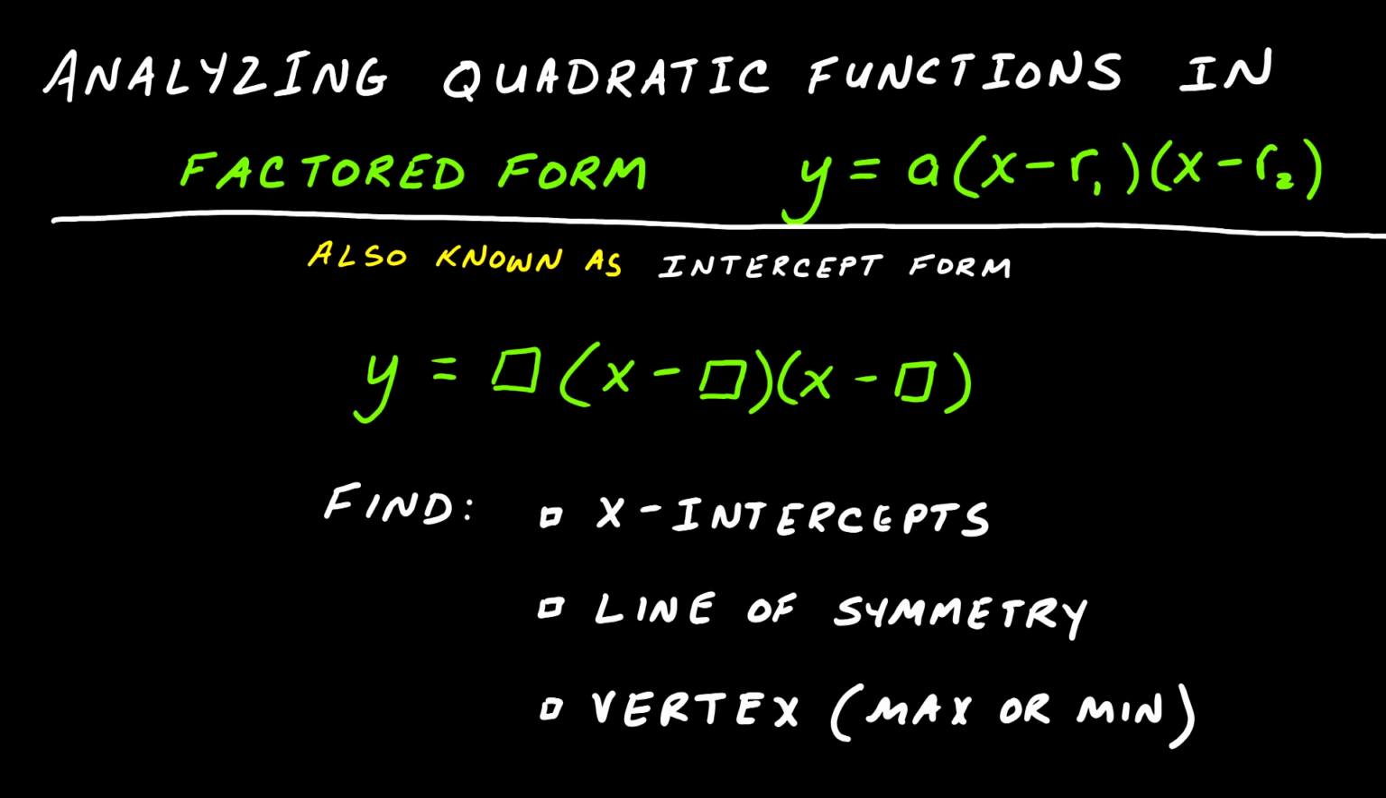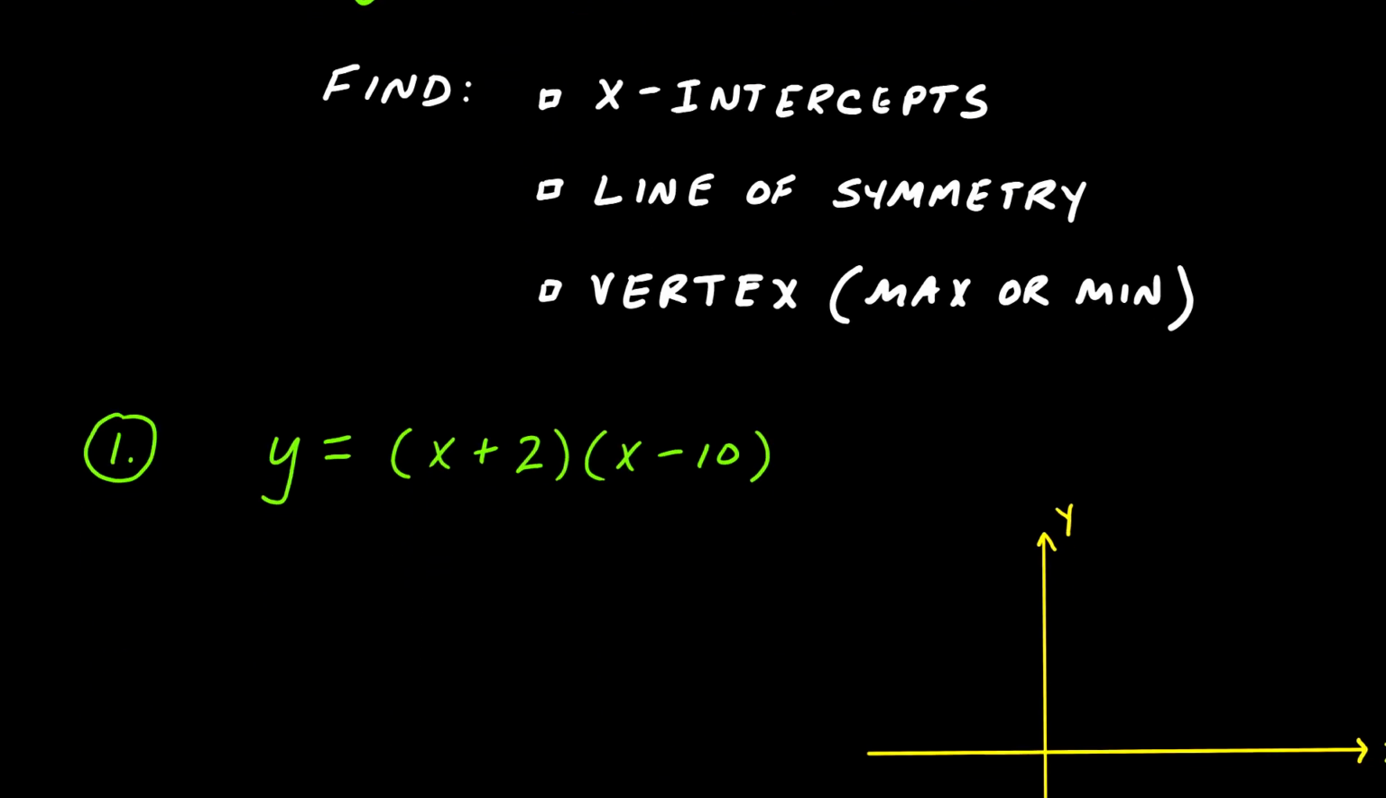In this video, we'll be analyzing quadratic functions in factored form. This is also known as intercept form. So we'll be looking for equations that possibly have a greatest common factor on the outside, which will relate to the a value, multiplied by the two factors in the form of x minus blank times x minus blank. And with this, we'll be able to find the x-intercepts, line of symmetry, the vertex, determine if it's a max or a min, and do a quick sketch of the graph.